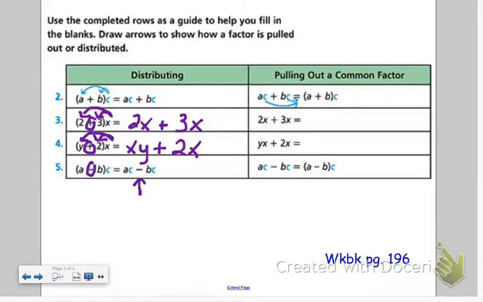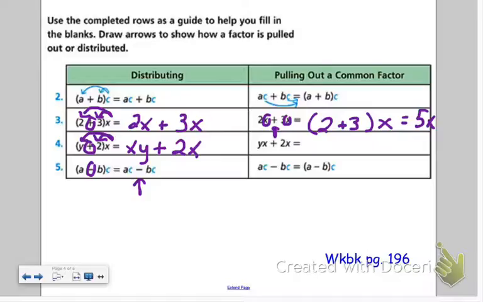Now, take a look at the other column. Now we're going to pull out a common factor. The first one is done for you. C is the common factor, so that goes outside the parentheses, and A and B go inside the parentheses. Take a look at the second one, 2X and 3X. Well, it looks like my common factor here is X. So I'm going to rewrite it so that 2 and 3 are in the parentheses. I see an addition sign here, so I'm going to put an addition sign there, and the X is going to go on the outside. Which, actually, I could even rewrite as 5x if I wanted, because 2 plus 3 is the same as 5, so now I have 5x, but you don't have to do that.